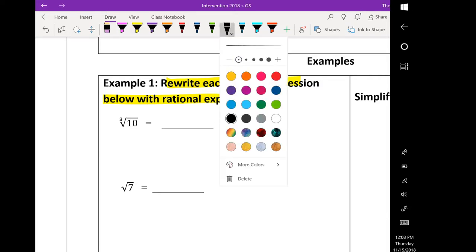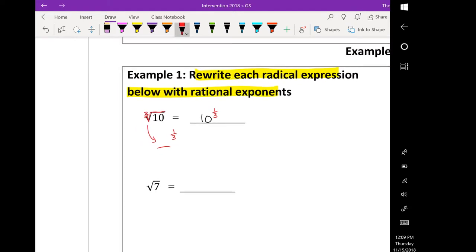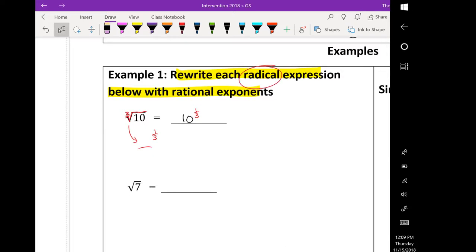Hopefully you've paused the video and tried these out. I'm going to start writing on this first one. I see there's a radical expression here, a cube root, and I know from what we just talked about that I can rewrite radical expressions as fractional exponents, like 1/3 would be a cube root. So I'm just going to take my 10, put it back over here, and rewrite it with 1/3 as its exponent. Let's double check and make sure we did our job. It says rewrite the radical expression below with rational exponents. Great, that's exactly what we did. We took this radical expression here, and we rewrote it now with a rational exponent, a 1/3, a fractional exponent.